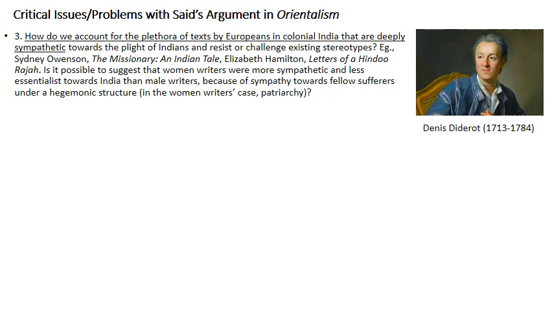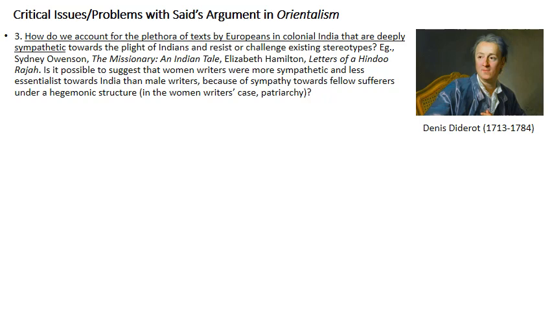So maybe Said is backward projecting, alright? So, problem number 3, how do we account for the plethora of texts by Europeans in colonial India that are deeply sympathetic, in fact, towards the plight of Indians and resist or challenge existing stereotypes? So, a rich body of literature. I've already mentioned Sidney Owenson's The Missionary. I've already mentioned Elizabeth Hamilton's Letters of a Hindu Raja.